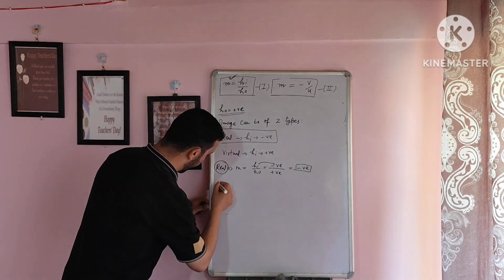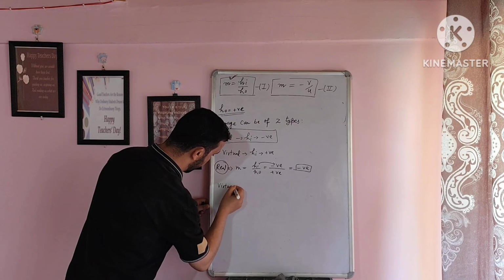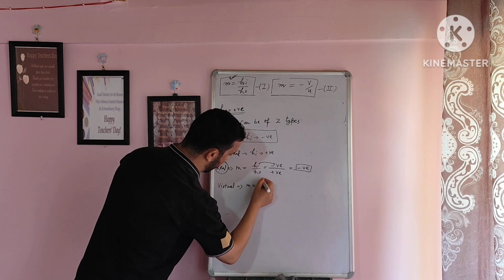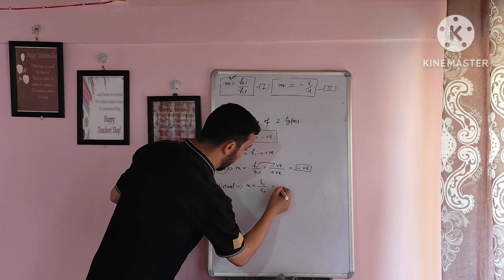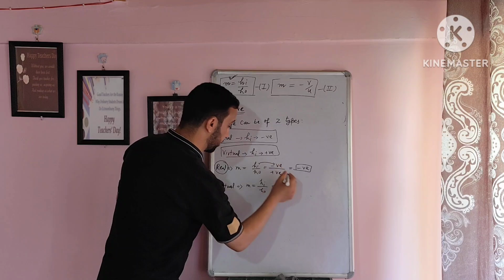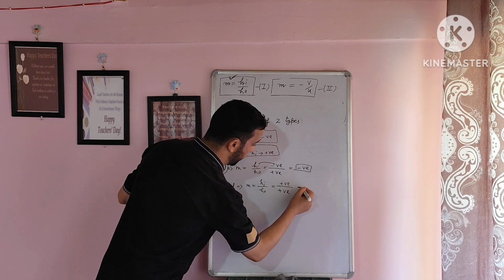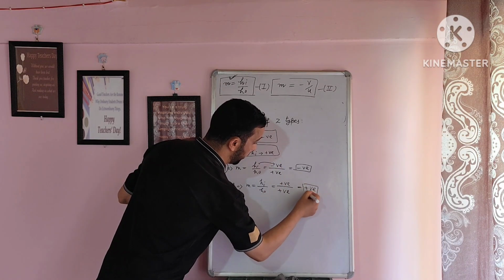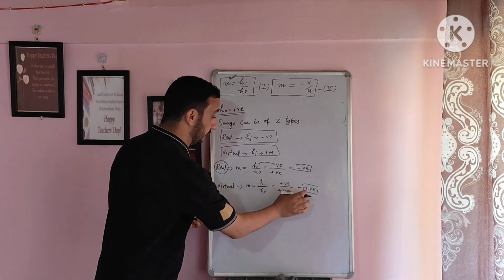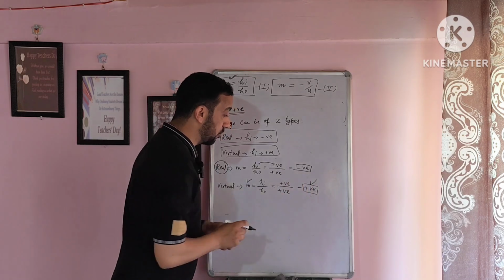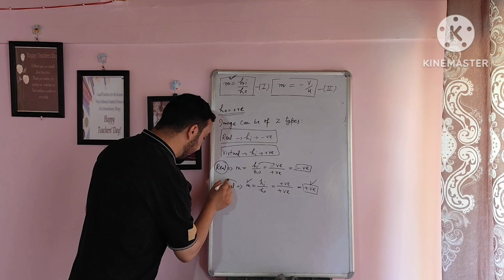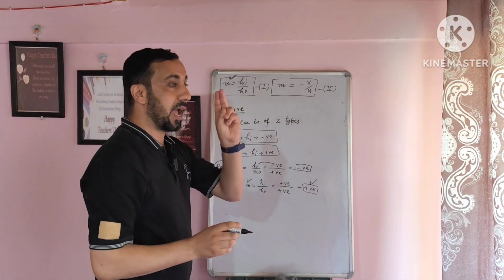Okay, now for a virtual image, M equals Hi upon Ho. We know that Ho is always positive and Hi for the virtual case is always positive. So positive upon positive gives us the result as positive. So we can generalize the concept: whenever the magnification has a positive value, we can have an image of which type? Virtual type.